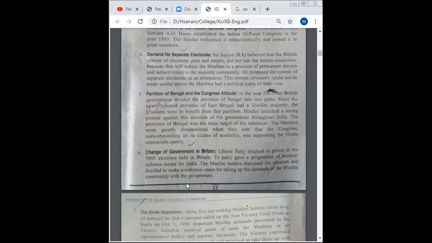That is why Muslims thought that if Hindus don't want a logical decision to be implemented, then how is it possible that after the British government, they would give any right to the Muslims.